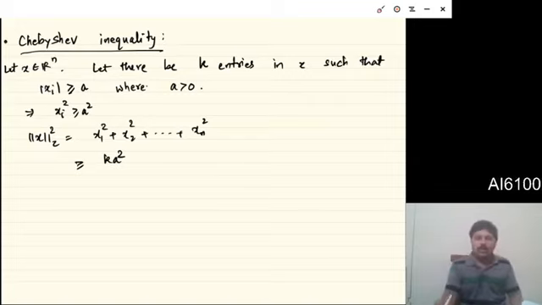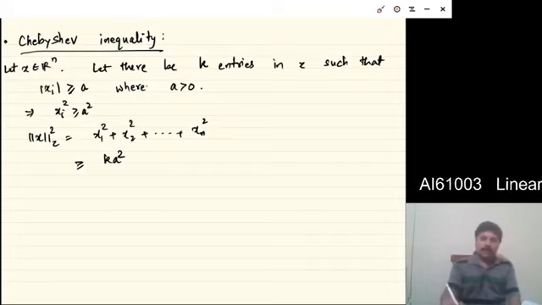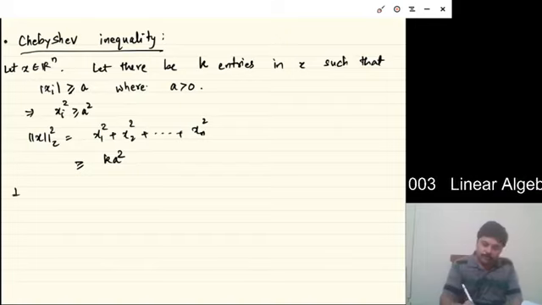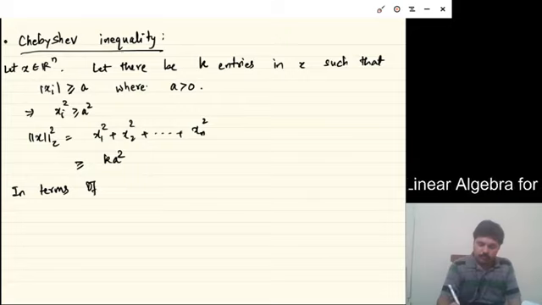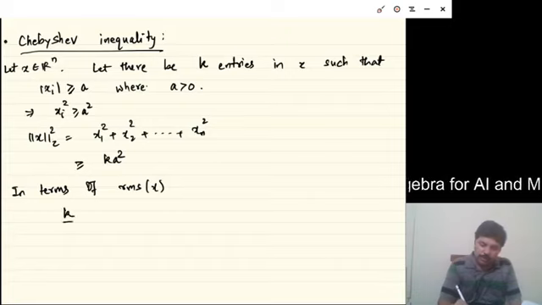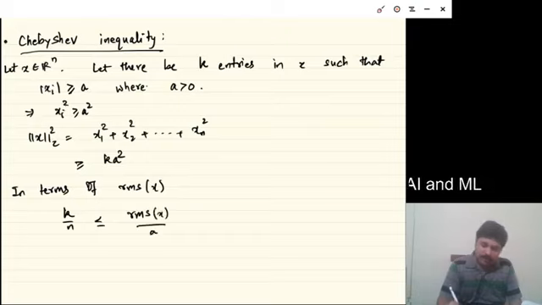And then you will ask me, what is the big deal about it? The big deal is that you can look at it in terms of RMS value. In terms of RMS value, how can you write down the Chebyshev inequality? You can write it as k by n is less than or equal to RMS of x divided by A, whole square.